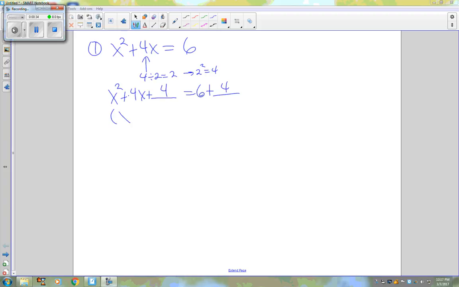Now factor the left side. This factors into x plus 2 squared equals 10. So the answer is B.